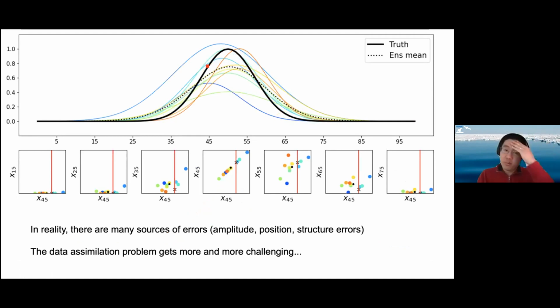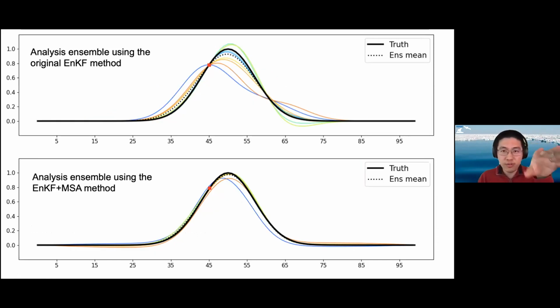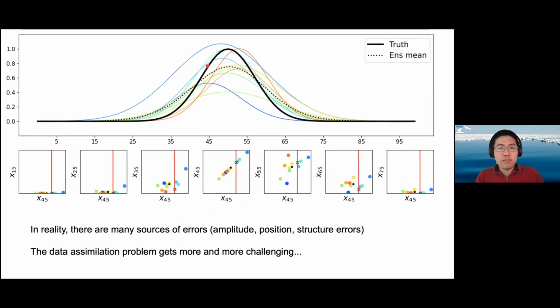In real life, things will be more challenging, of course. The only uncertainty in the previous example I showed is the location of the center of the Gaussian function. But in reality, you may have amplitude and size differences of these functions. So here I'm showing an ensemble with other error sources. Now, if you look at the scatter plots, it's no longer a curvature, but just a cloud. This is more likely what we see in our real application.